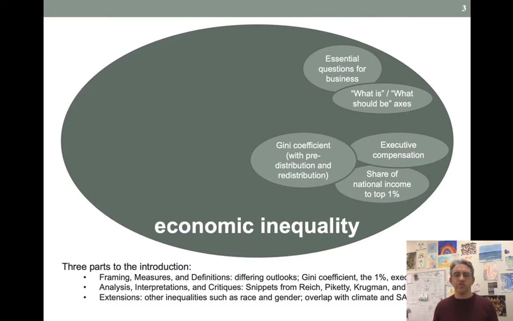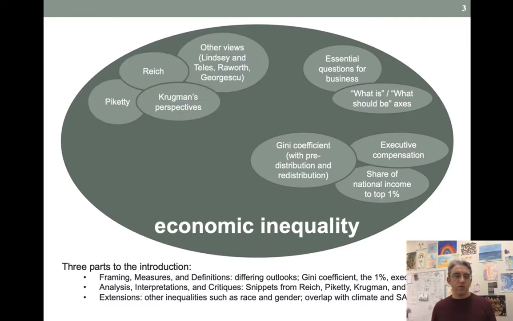I'll really focus on the Gini coefficient, specifically 2 views of it, pre-distribution and redistribution views that I'll define. And then we'll also look briefly at executive compensation and the share of national income going to the top 1% in an economy.